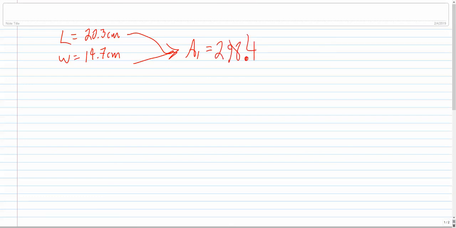And what's that unit going to be? That unit is going to be centimeters times centimeters. That is going to be centimeters squared.